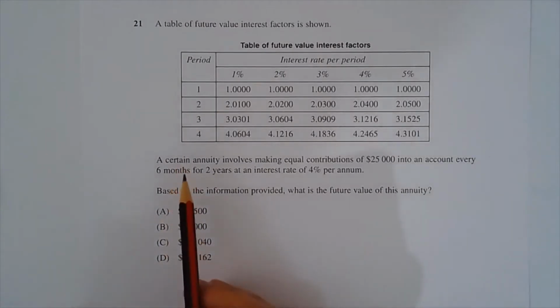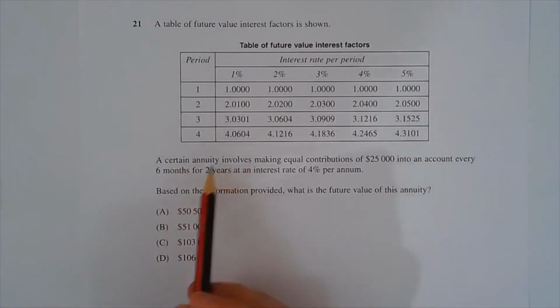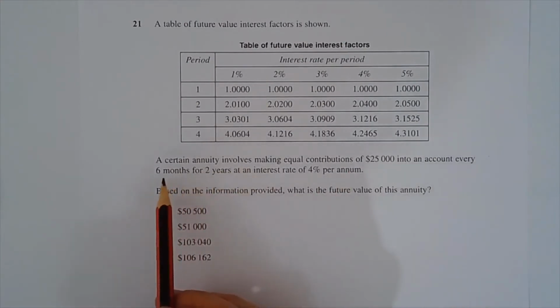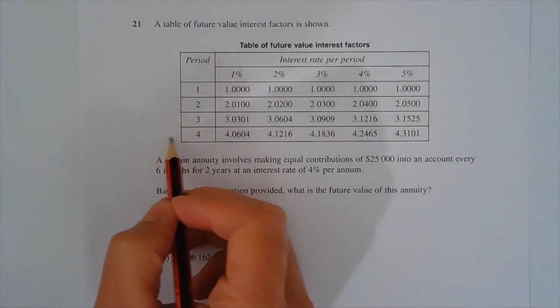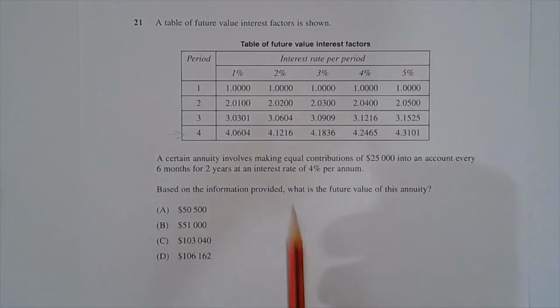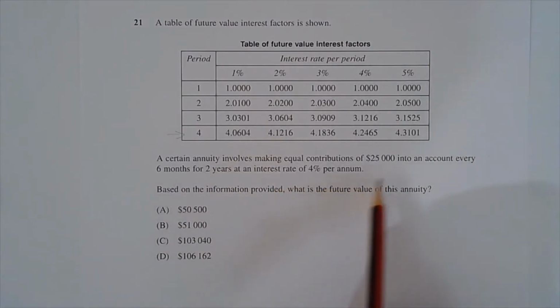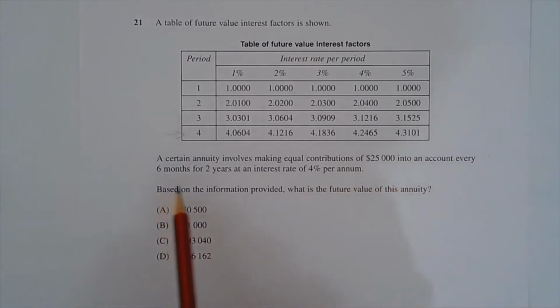The first thing we need to work out is how many periods this equates to. So this annuity goes for 2 years, but the contributions are made every 6 months. So there are 4 lots of 6 months in 2 years. So we need to select this row, the final row. And the interest rate is 4% per annum. So that's per 12 months. But the annuity is compounded every 6 months. So we need to divide this interest rate by 2.